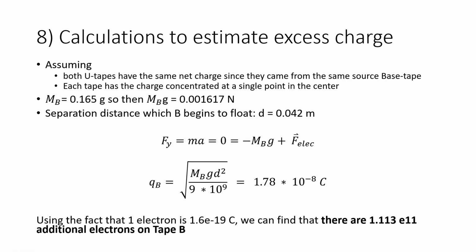Then we needed to calculate what this extra charge on tape B was. Since we assume that both U-tapes have the same net charge, because they came from the same base tape, and that each tape concentrates the charge at a single point in the center, we can sum our Y components and solve for the charge on tape B, which we found to be 1.78 times 10 to the negative 8th coulombs. Then, using the fact that we know the charge on one electron, we can convert to the amount of additional electrons on tape B over here.